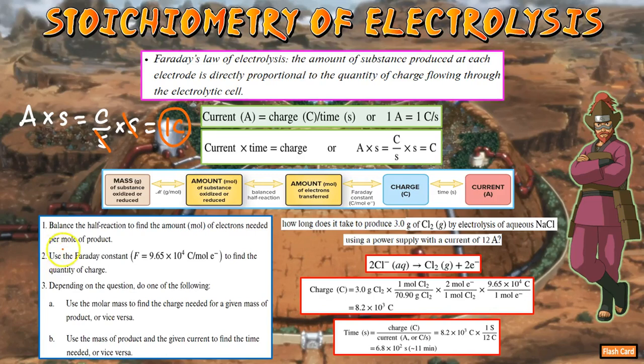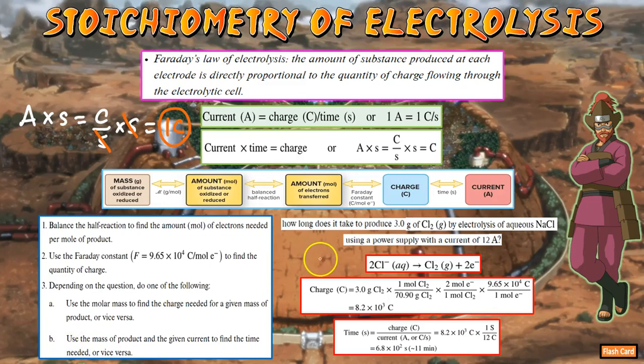Next, you want to use Faraday's constant to find the quantity of charge, because Faraday's constant is equal to 9.65 times 10 to the fourth coulombs per mole of electron. That allows us to find the quantity of charge per mole of electron. Depending on the question, you are either going to be using molar mass to find charge for a given mass of a product, or you're going to be using the mass of a product and a given current to find time, or vice versa.